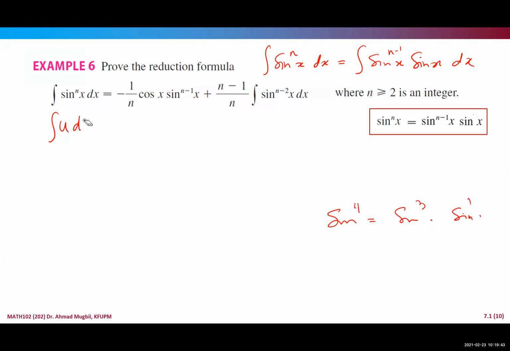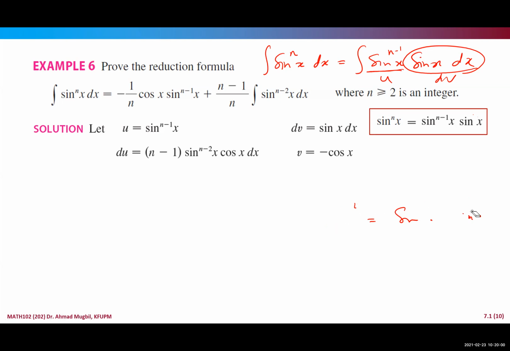Now we will put this equal to u, and all of this will be dv. So we let u equal sine to the power n minus 1 x, and dv will be sine x dx. Now, for du you differentiate, and for v you integrate. When you differentiate this, you need to apply the chain rule, if you remember. It will be n minus 1 multiplied by sine to the power n minus 2 x cosine x dx. Don't forget to multiply by the derivative of the inner function. And the integral of sine x is negative cosine x.